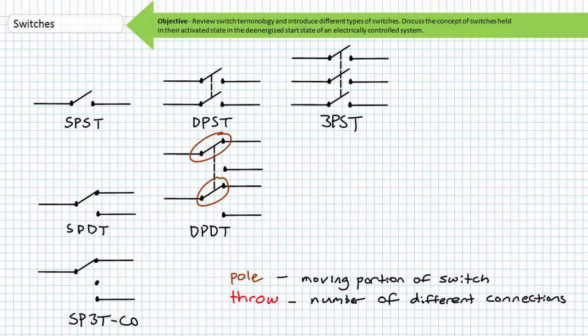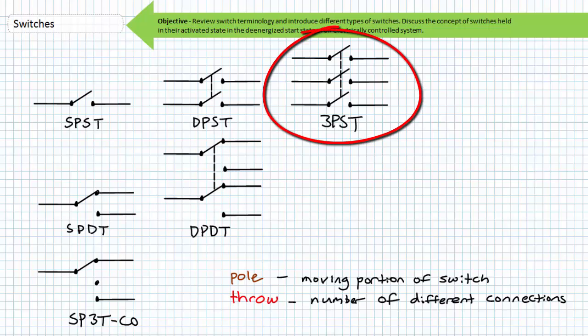There are two poles, hence the term double pole, and each pole can make one of two connections, hence the term double throw. Consider a triple pole single throw switch, 3PST. This is like three independent single pole single throw switches ganged together, the only difference being that these three poles close or open simultaneously with a single action.